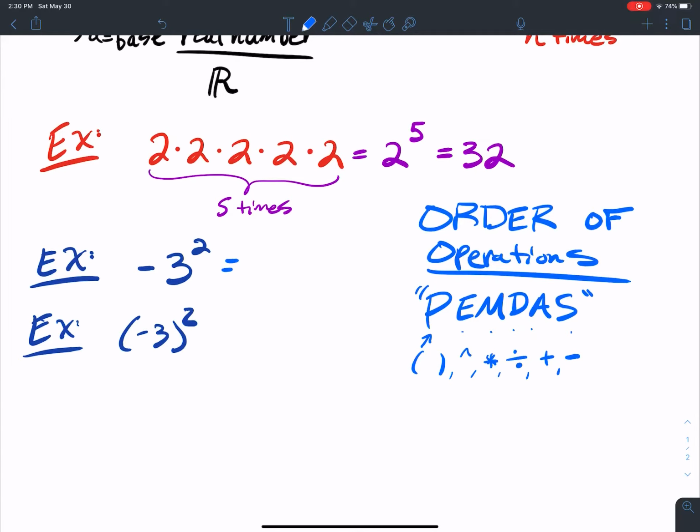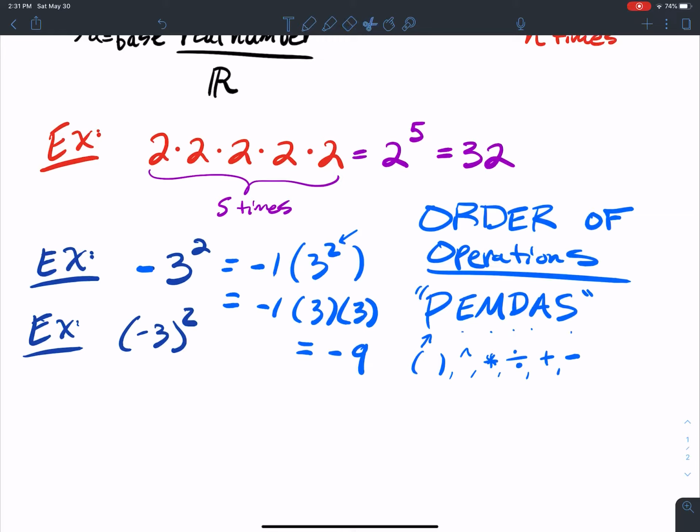So how's this going to work? Well, having a negative out front is like having a -1 multiplied by what we have left here. That's 3 squared. So this is equal to -1. And then how many 3's do I have? The exponent tells me how many there are. There's 2 of them. So it's negative times a positive, which makes a -9 there.